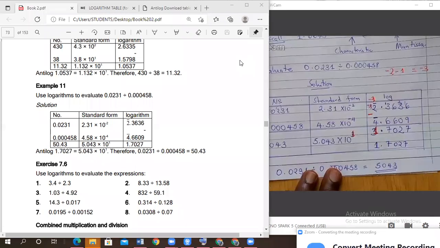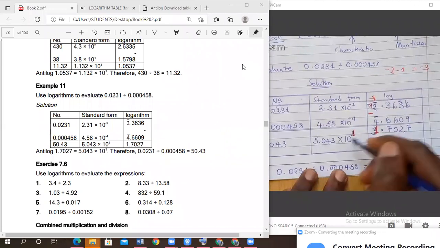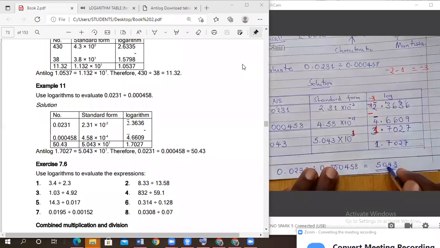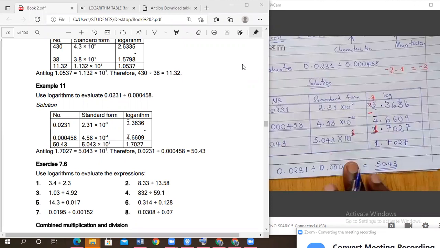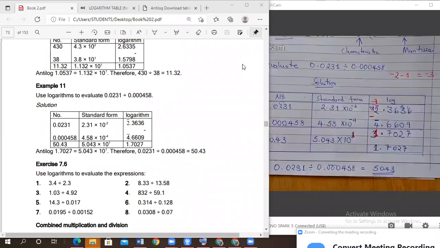Members, I hope you are following me. So now if it's to the power 1, it's going to be 5.043 times 10, which will give us what? It will become 50.43. Good. Are we together, members? Yes, teacher.